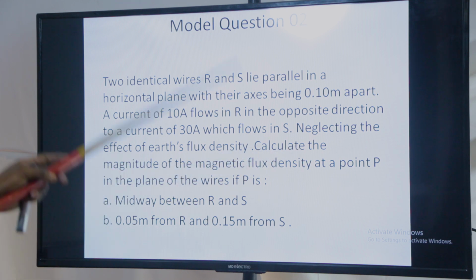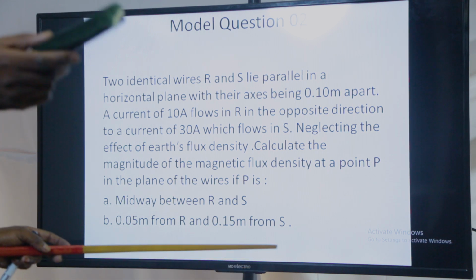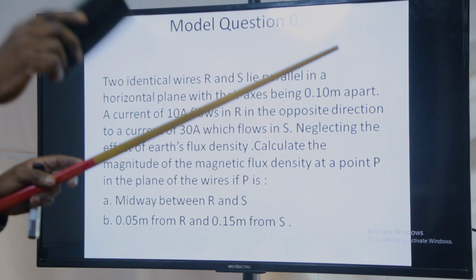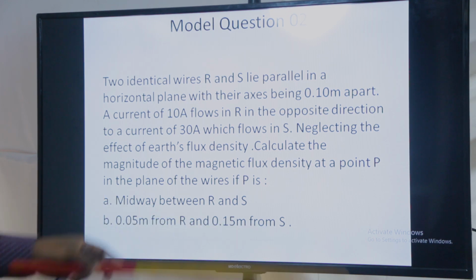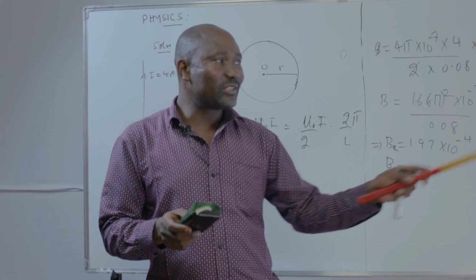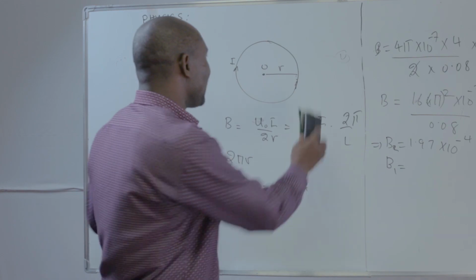And you are told to find the magnitude of the magnetic flux density at a point P. Where is that P? Part A, midway between the 2 wires, and part B, 0.05 from R and 0.15 from S. Now, it's not easy to picture that question. Before answering the question, you should sketch the diagrams.